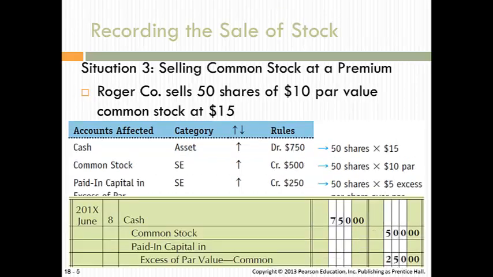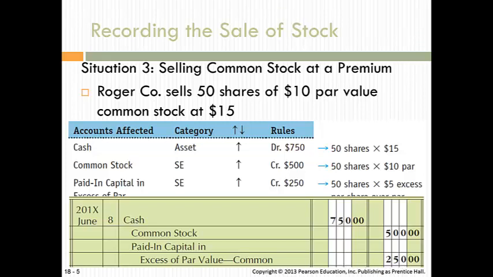In the next example, Roger Company sells 50 shares of $10 par value common stock at $15. In this case, the stock is sold for more than its par value, which is called a premium. The premium is recorded in an equity account called paid-in capital in excess of par value. This is a general ledger account, just like common stock, with a normal credit balance, and is listed in the paid-in capital section of the balance sheet.